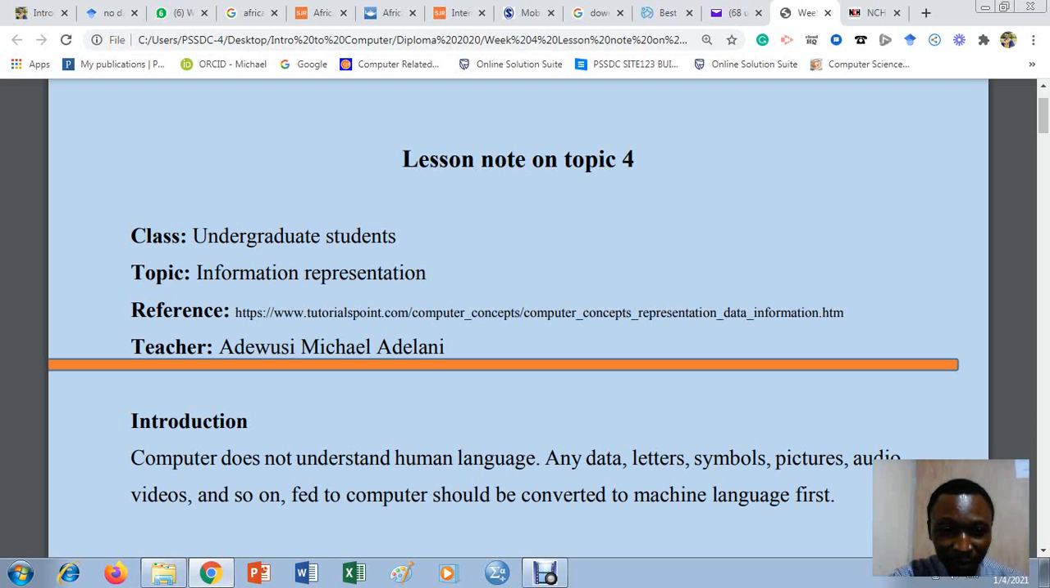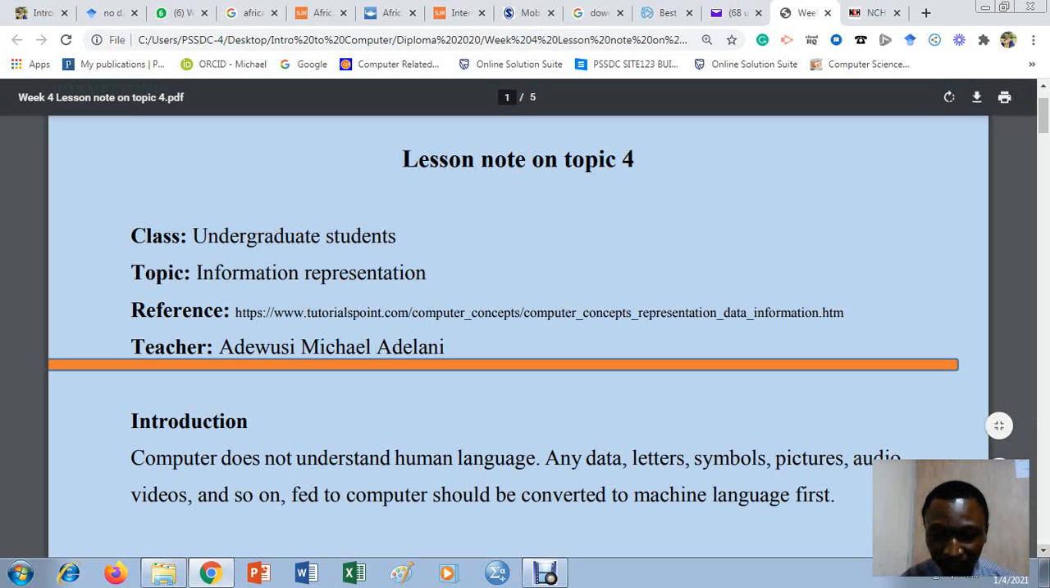I will be talking on this our lesson note on topic number 4, which is information representation. Information representation. And as a form of introduction, as you can see on the screen, computer does not understand human language. It doesn't understand any human language.